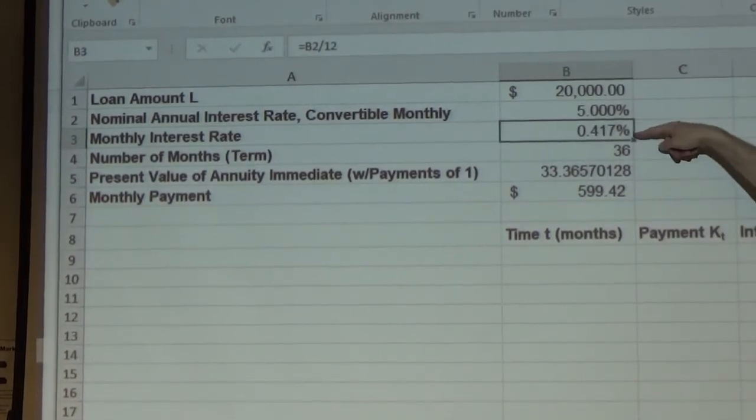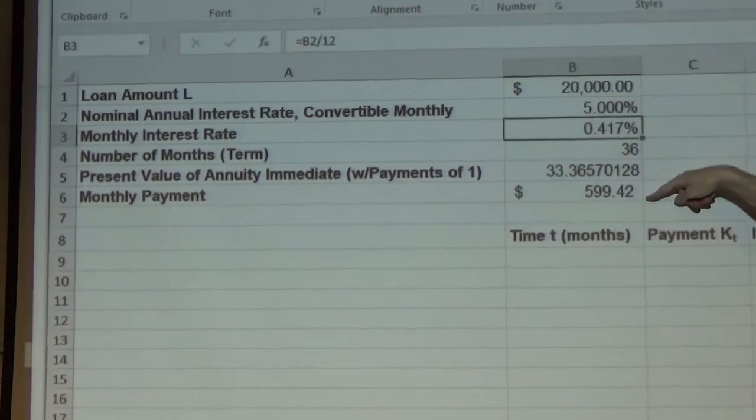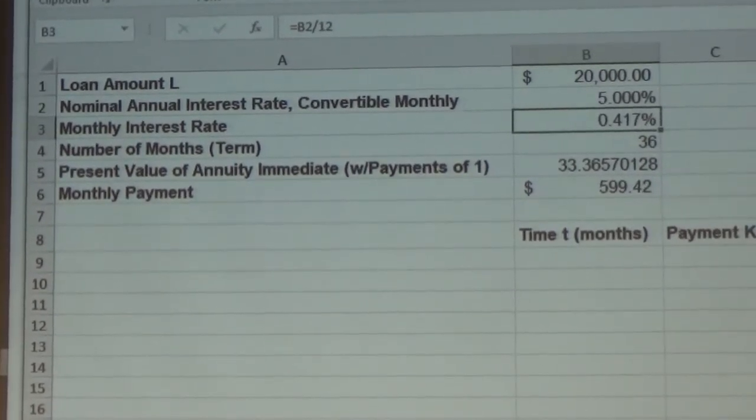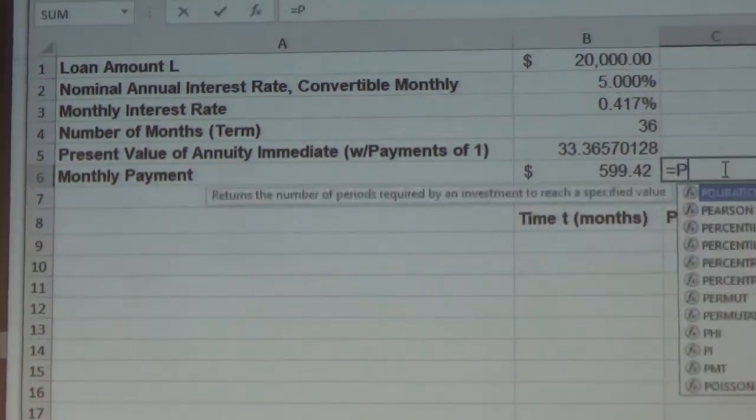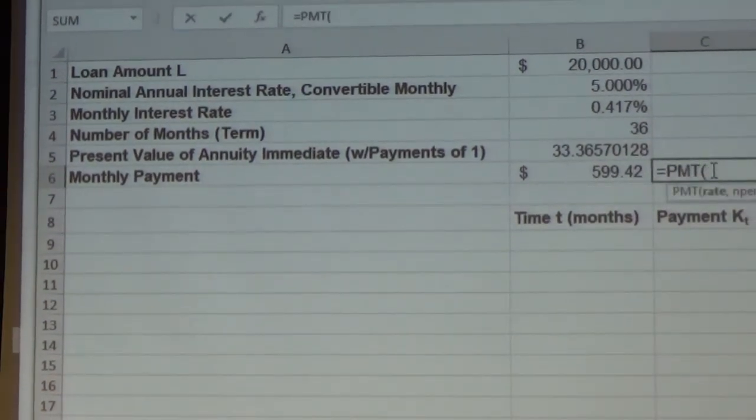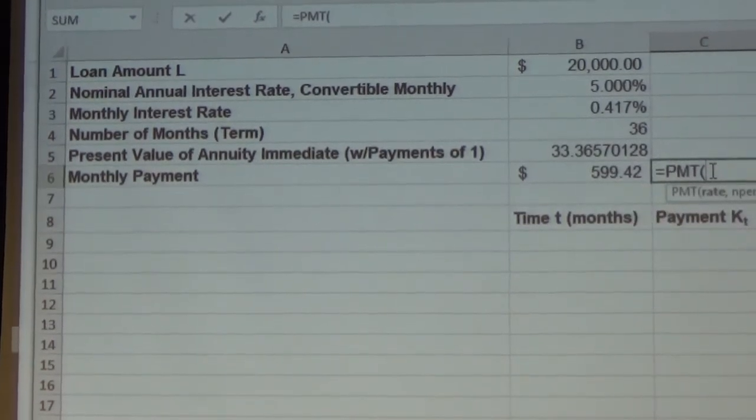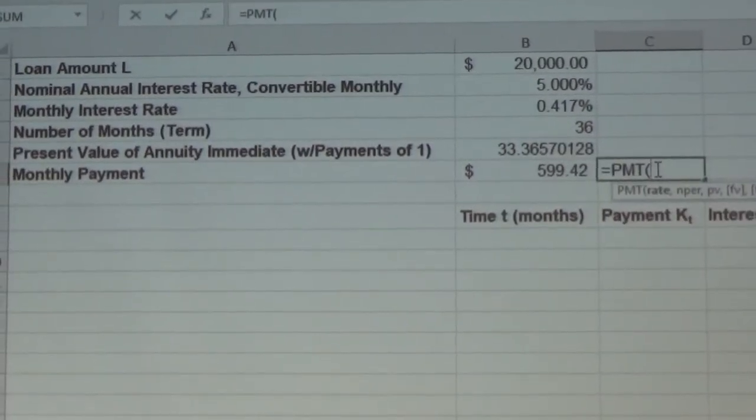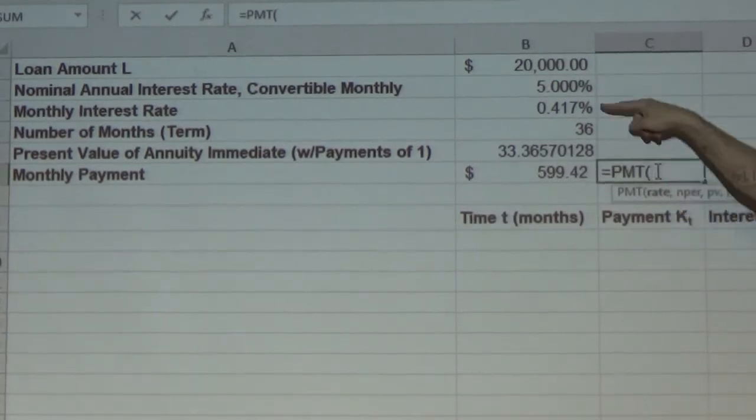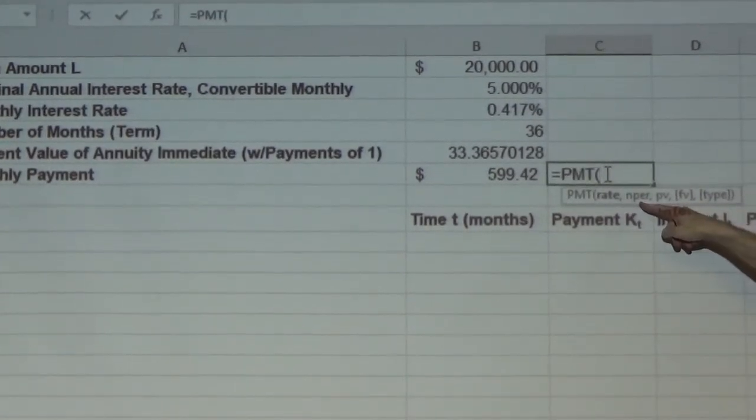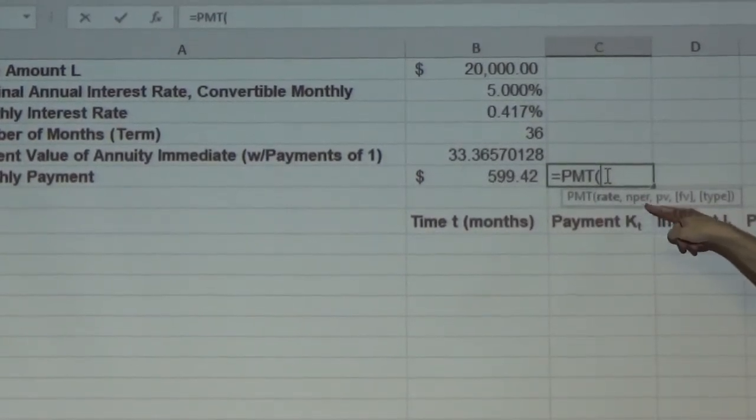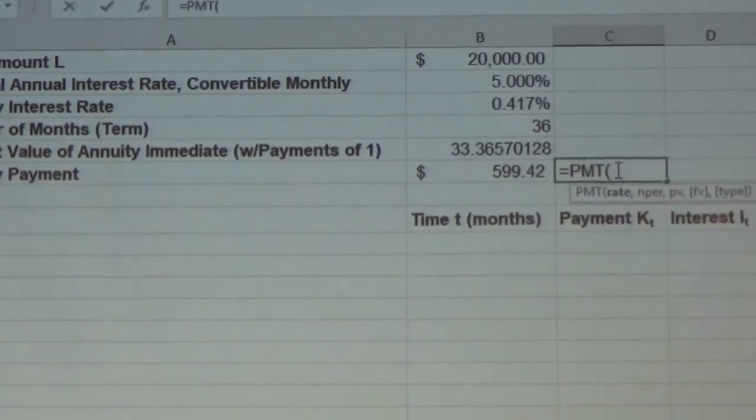This now becomes 5 divided by 12, approximately, and the monthly payment went down. Yeah, there is a built-in function in Excel and other kinds of spreadsheets, typically called PMT, that can calculate monthly payments for you without using this formula, without bothering to find this present value. You see the syntax for this function first involves plugging in the periodic rate, which is going to be in cell B3, comma, the number of periods, nper meaning number of periods, that's going to be in cell B4.